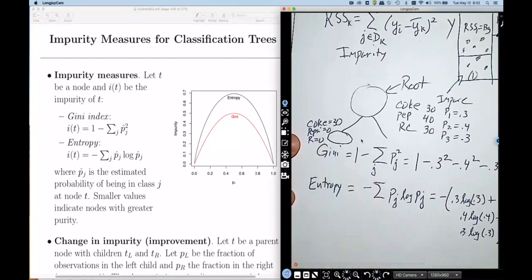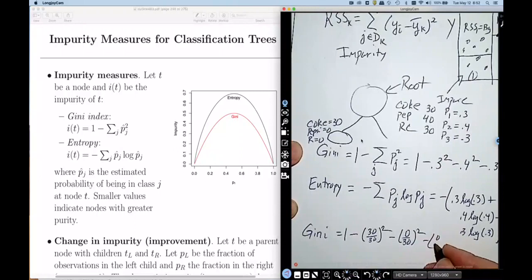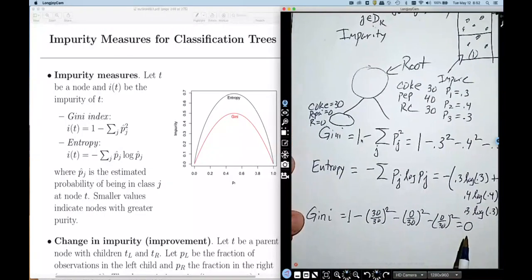In this case, let's compute the Gini for this right child. It would be 1 minus, well, what fraction of people have Coke? It would be 30 over 30 squared. And then what fraction do I have Pepsi? Well, it'd be 0 over 30, since there are 30 total people in that node. And then what fraction have RC? Well, 0 over 30 squared. And so notice what I have here: 1 minus 1 minus 0, which is 0. So my Gini coefficient would tell me this is a perfectly pure node.